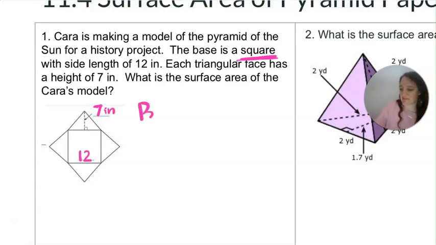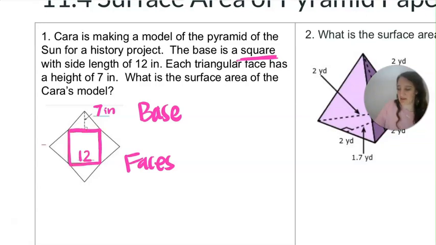So I'm going to find the base and I'm going to find the faces. Starting with the whole base of that square pyramid, it's a square, so I can go 12 times 12 and get 144, correct? Then let's move on to the faces, all of those triangles that pop up.